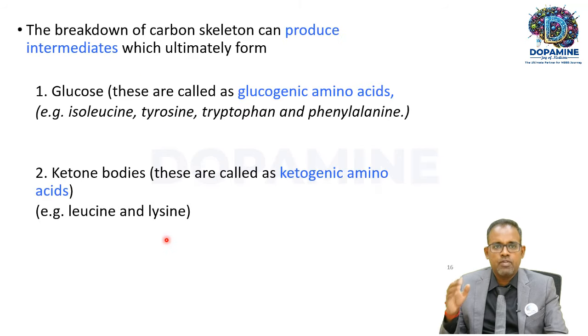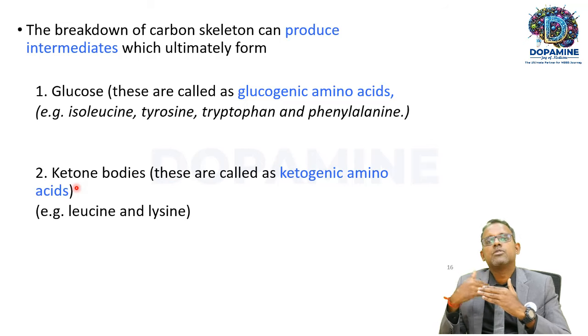For example, if the intermediates produced during this carbon skeleton breakdown produce only glucose, then they are called glucogenic amino acids. Examples: isoleucine, tyrosine, tryptophan, and phenylalanine. They are purely glucogenic amino acids. Whereas some amino acids break down to form only ketone bodies. They are called ketogenic amino acids. There are only 2 amino acids like that, leucine and lysine.